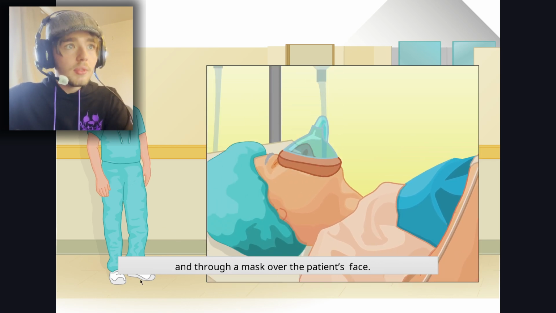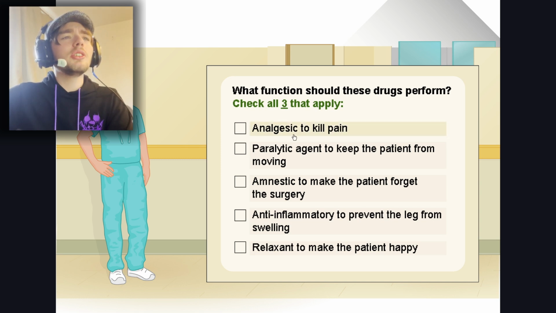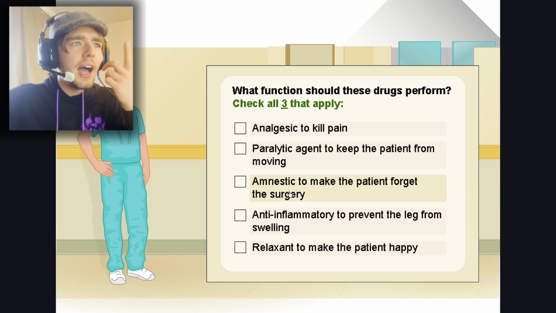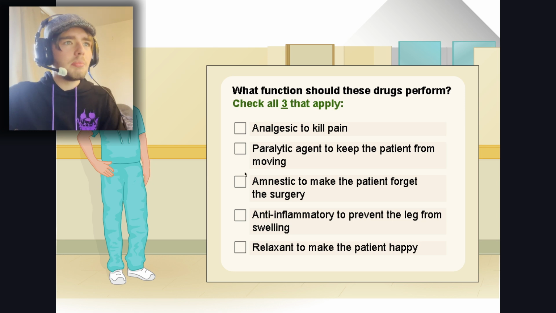The anesthesiologist administers drugs through the IV and through a mask over the patient's face. What function should these drugs perform? Probably to keep him from feeling anything, right? That's what I would think. Which one of these does that mean? Surely it's the three that apply.